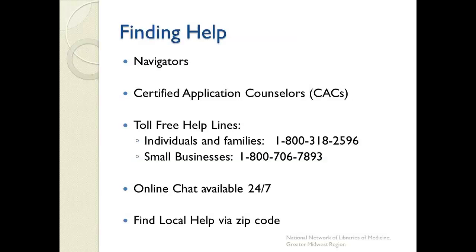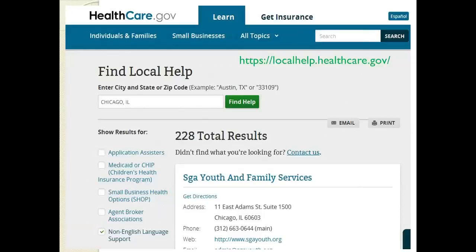There are also toll-free lines, separate ones for individuals and small businesses, and there is an online chat available, and you can find local help via zip code. One of the links on the healthcare.gov homepage takes you to a page to find local help. By entering your zip code into the box on this page, you're provided with a list of the navigators and other application assisters for your state.